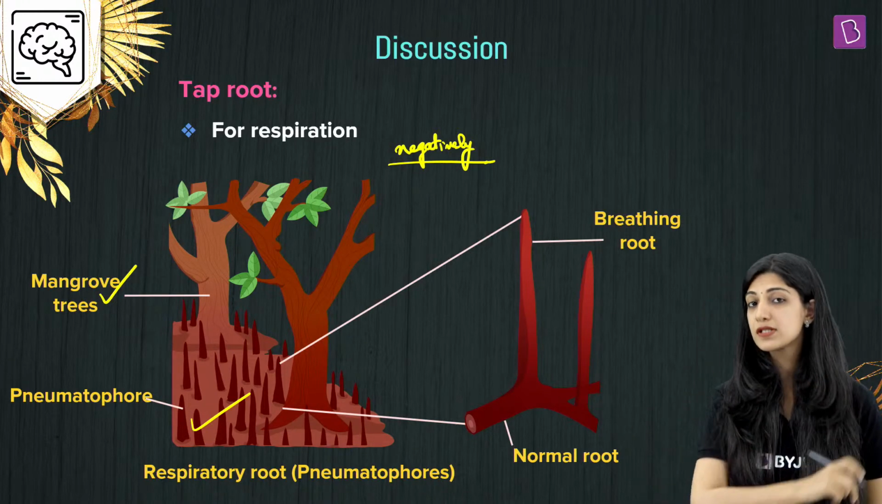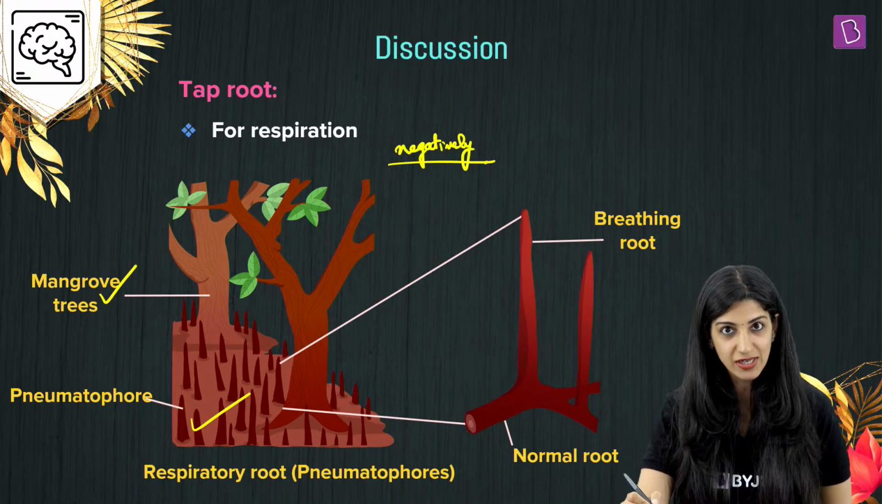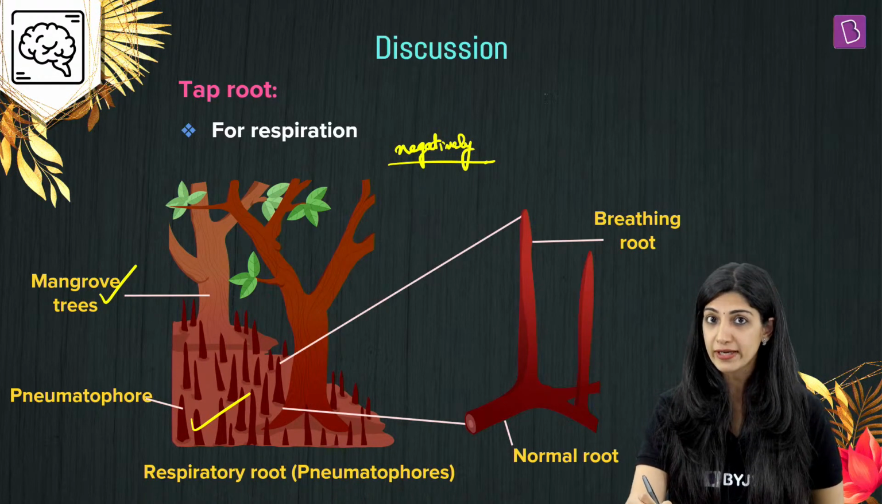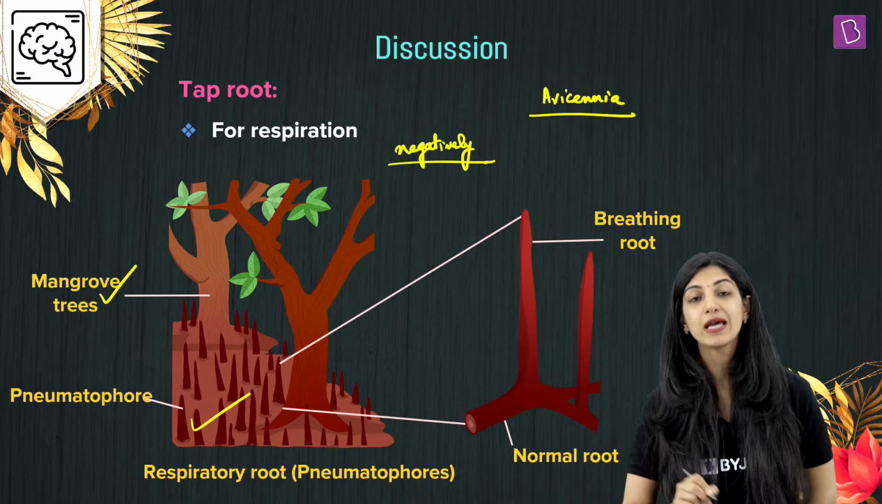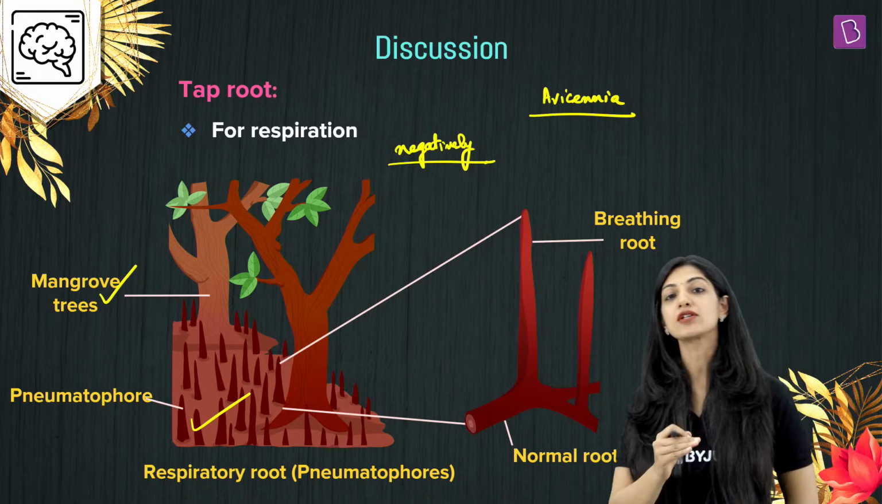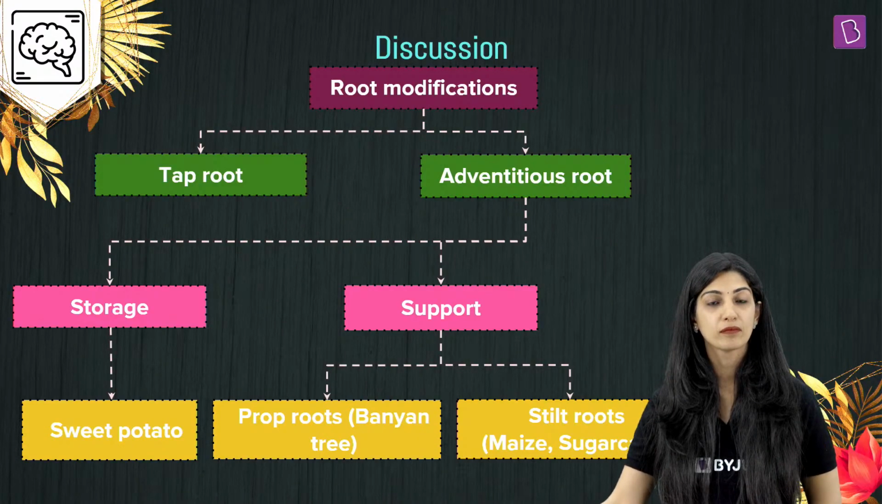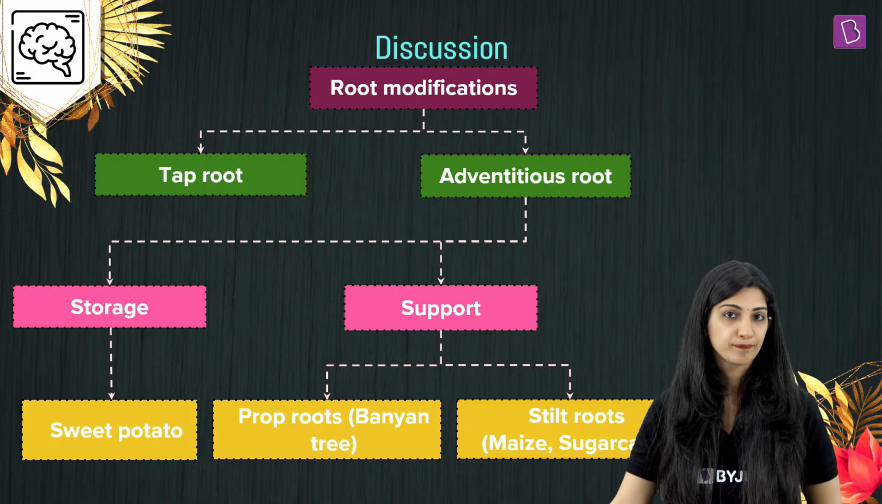Now the examples of breathing roots are, one is Sonneratia, which is given in your question. Another example which you want to write is Avicennia. Okay, questions have come from both examples, so you write the second one as well. Good. Now we move on to the adventitious root.